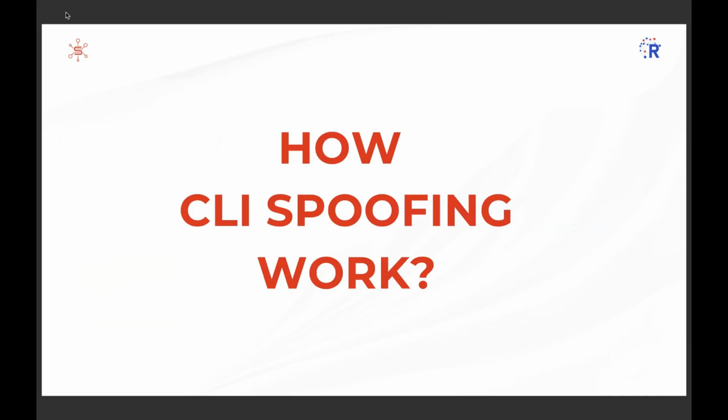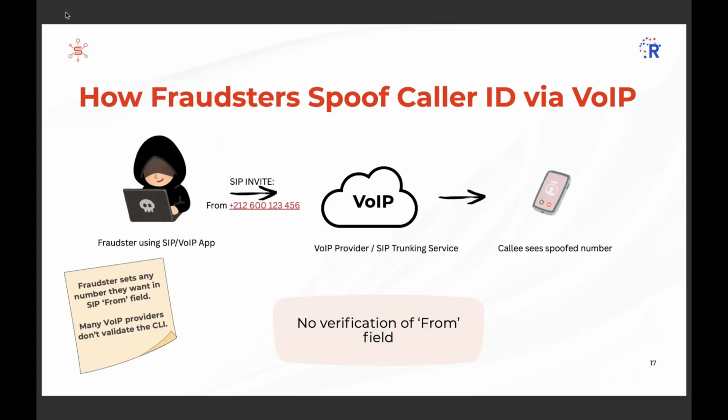So far, we have seen why fraudsters use CLI spoofing, so for scams or to bypass billing. Now let's look at how they actually do it, starting with spoofing via VoIP, or voice over IP. So how it works. Fraudsters start by using a SIP softphone app or a custom script. These tools let them manually enter whatever number they want into the From field of the SIP INVITE message. So that's the part that tells the system who is calling. They don't use their real number. Instead, they type in something that looks trustworthy, maybe a local number or something that appears to be from a bank or a government agency.